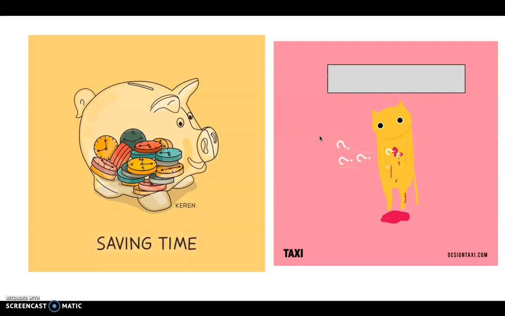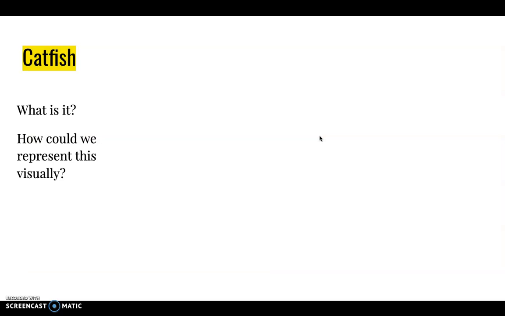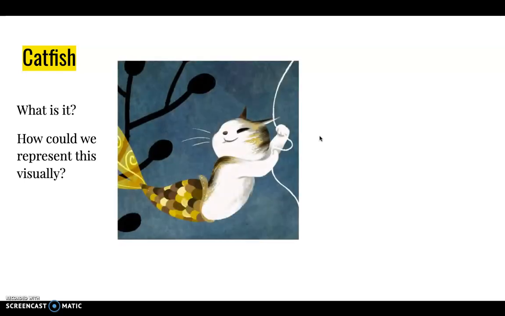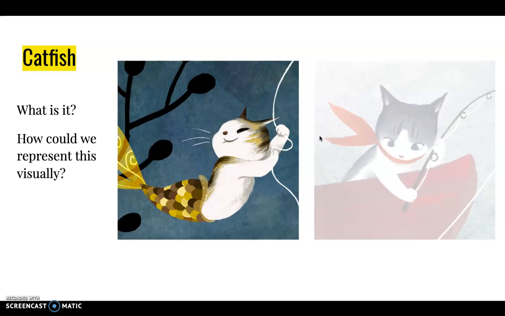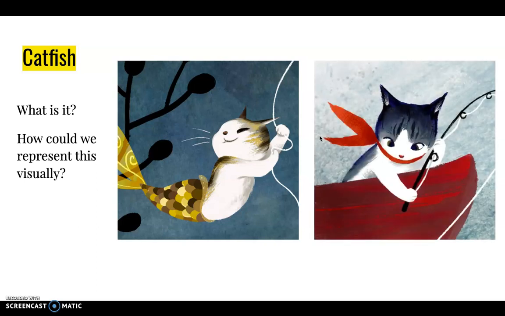Over here, we have a cat. It's bleeding. It's being killed by question marks. Curiosity killed the cat. All right, so catfish. Here's another example. What is it? And then how can we represent this visually? So we're thinking a cat, thinking a fish. How can we do this? First way, you could make a catfish, right? You could take a fish and you could make it part cat. Another option, same word. We have a fishing cat, right? So there are a lot of different options even within the same word or idiom that you're using.